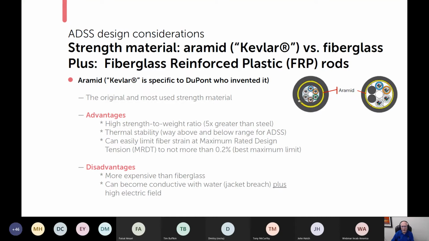What causes jacket breaches? Shotgun damage is number one. Number two is rodents, including squirrels. Also, large birds of prey have been reported to perch on a cable and their talons can pierce the jacket, or they can lay prey on the jacket and then peck at that prey and therefore breach the jacket. So that's your entry point, but you've got to have the electric field too.